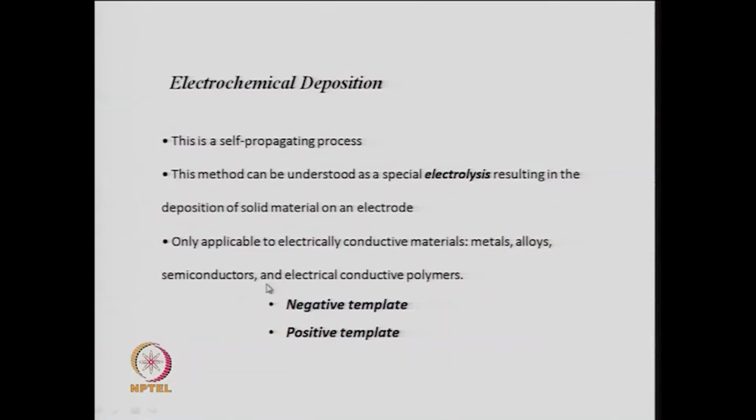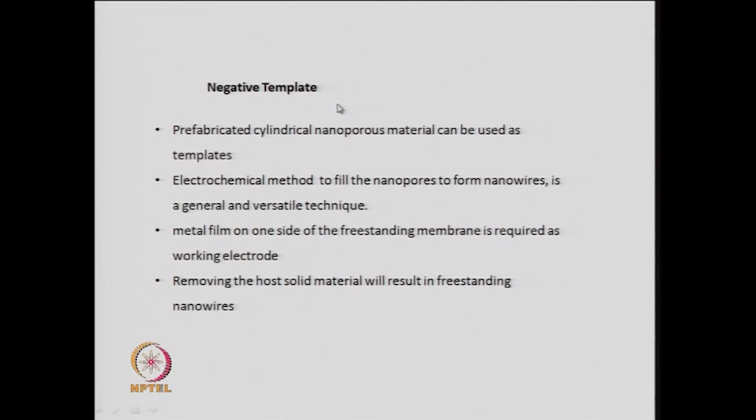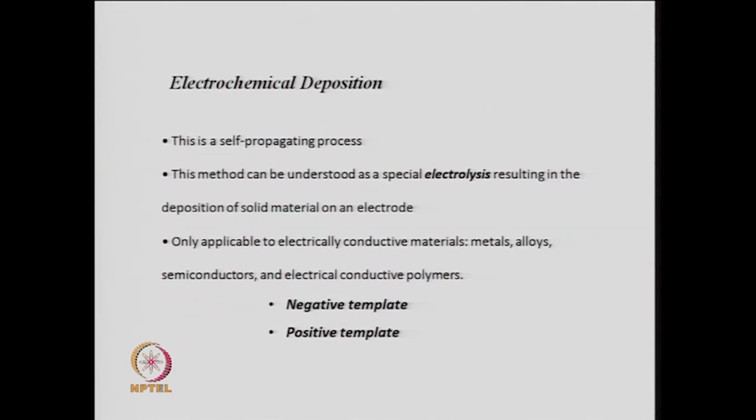But there is one major drawback of this method: it can be applied only to electrically conducting materials like metals, alloys, low band gap semiconductors, or conducting polymers. They cannot be applied for insulators, and many of the oxides and nitrides are insulators, and in that case you cannot do the electrochemical deposition for the template method. So, the template based electrochemical deposition is mainly for conducting materials.